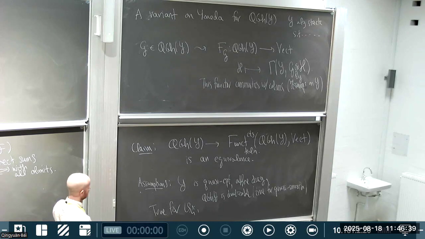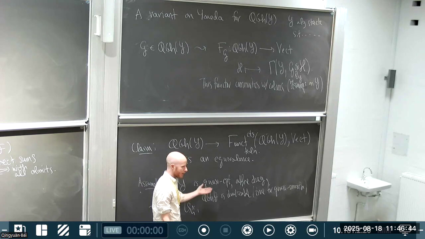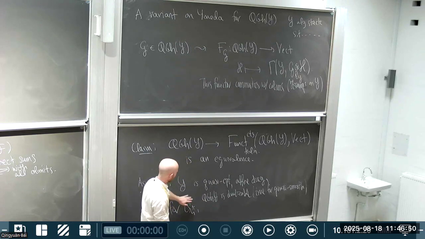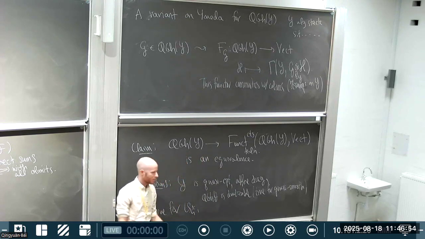In principle, you can be a little bit anxious about whether QCoh of Y times Y is QCoh of Y tensor QCoh of Y. That's the kind of issue you run into. You need this kind of thing: quasi-compactness of the diagonal. The structure sheaf is compact.